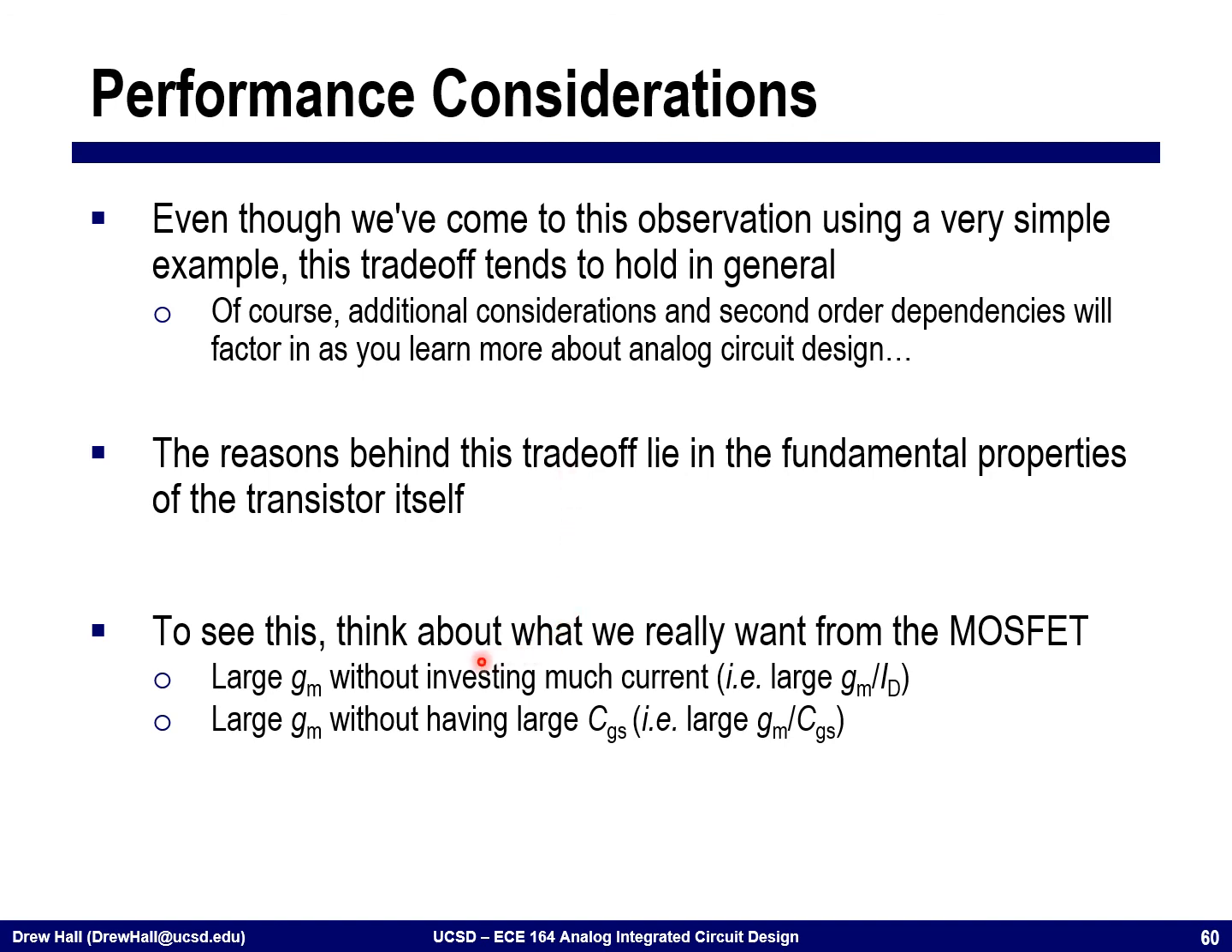If you want to think about this in terms of what you want to get out of the MOSFET, if you want a large GM without investing much current, you want a large GM over ID. That's large transconductor efficiency. We want a large transconductance, but we don't want any capacitance. That is, we want a large FT, right? And so these two drive the decisions, and these are also the things that we are using in our normalized calculations of GM over ID methodology.